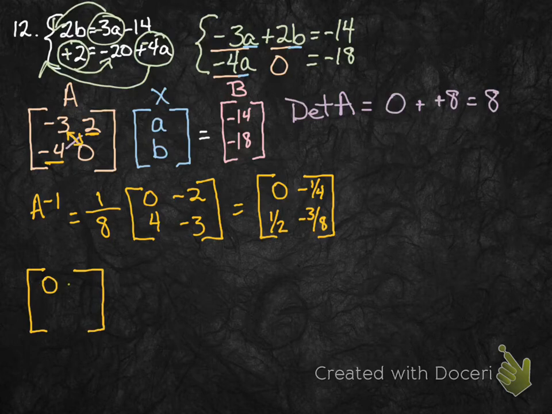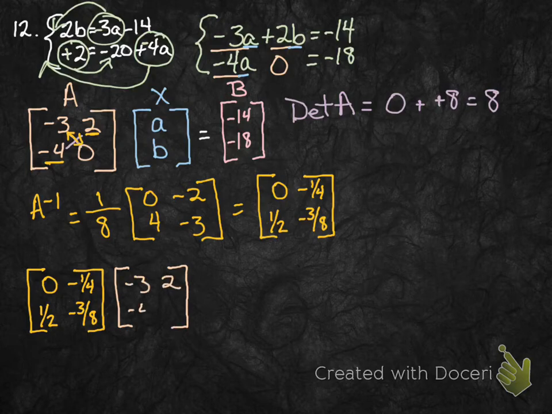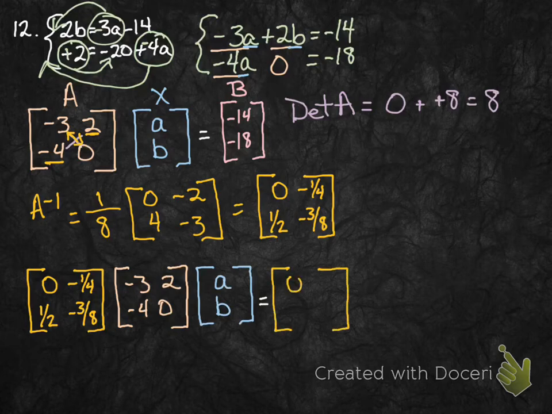Okay, so we will take our inverse matrix. If you want to use decimals, that's fine. That would be -0.25, 0.5, and -0.375. Multiply it by A. Multiply that by our variables. Then we will multiply our inverse by our matrix B.